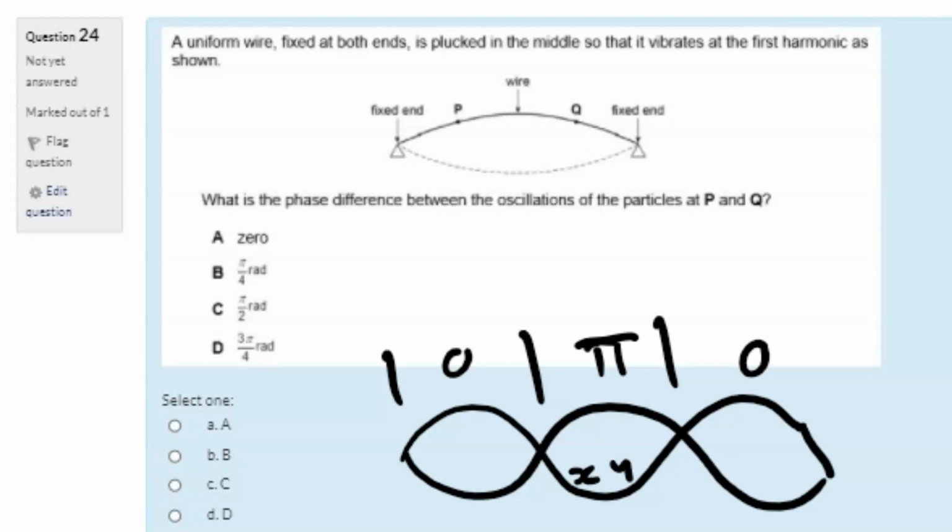So I'll just be clear. If I've got X and Y, they're in phase. A and B are in phase with each other, but they're pi out of phase with X and Y. So the actual question is, what's the phase difference between P and Q? Well, they are on the same loop, so they are in phase, so the phase difference is 0. Bosh, A, everybody's happy.